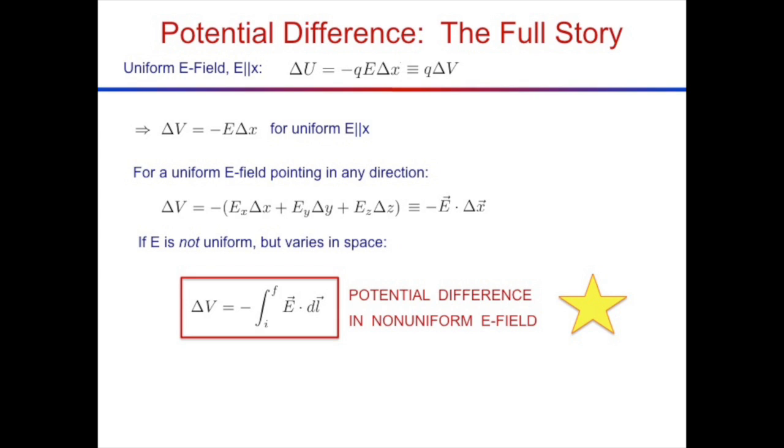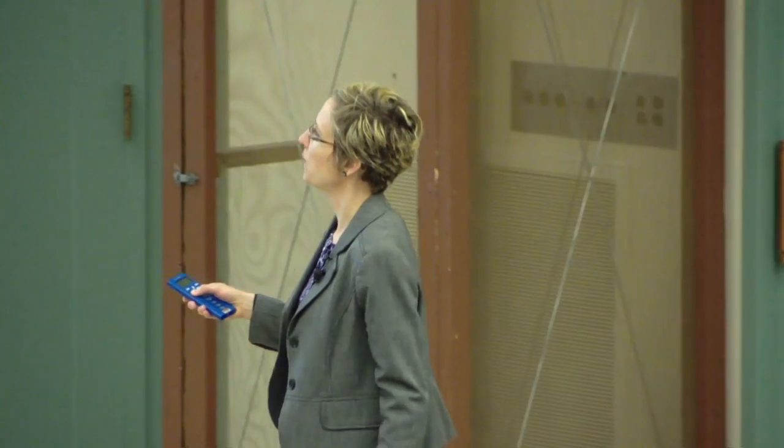where delta x is now a vector that simply says I took a step in one direction. The direction I just stepped is the direction of that vector. So if the electric field is uniform but pointing in any direction, I generalize to the vector notation. So step one, generalize to vector notation.